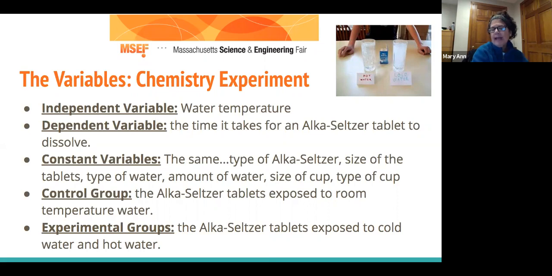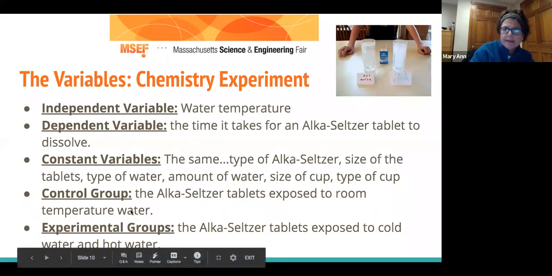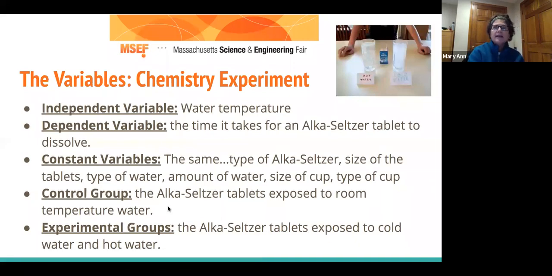Not now, but in the future, I would switch over the vocabulary like this, so that you can separate the controlled variables and leave those as constants.